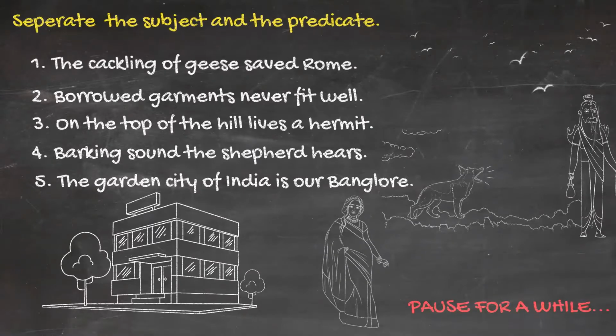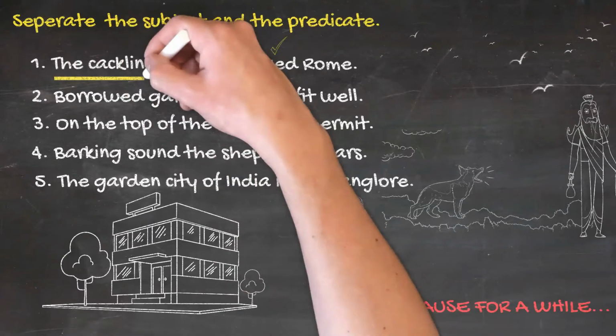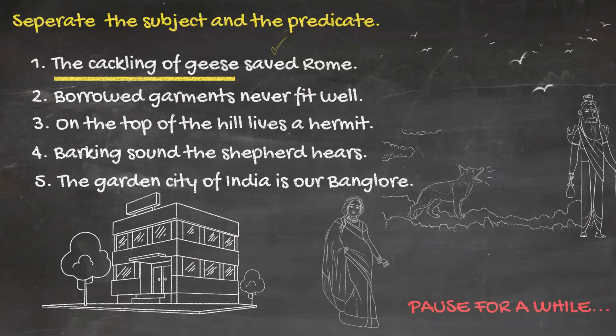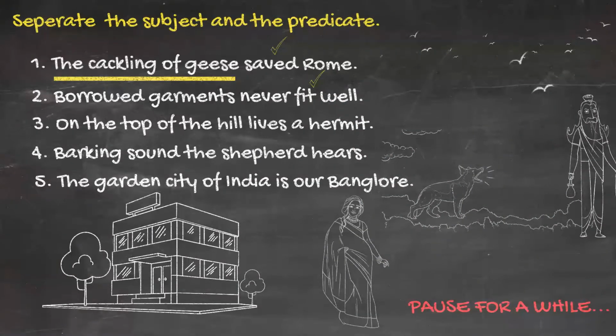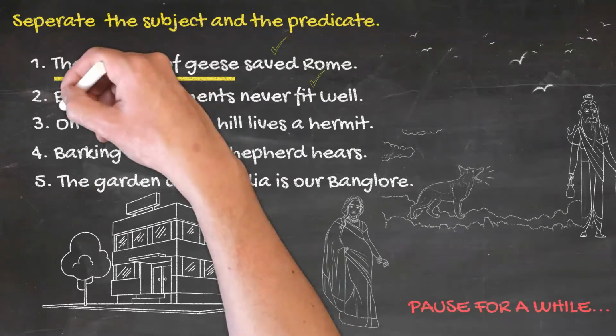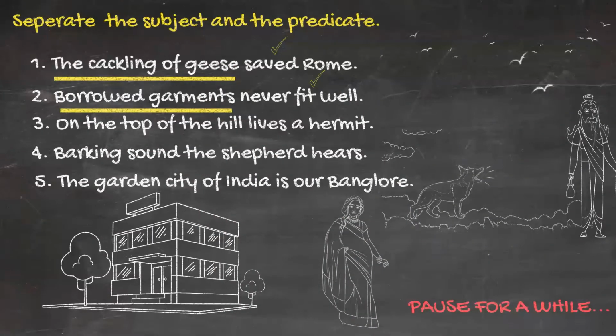Answers. 1. The verb is saved. The performer of the action is the cackling of geese. 2. The verb is fit. The sentence is telling something about the borrowed garments.